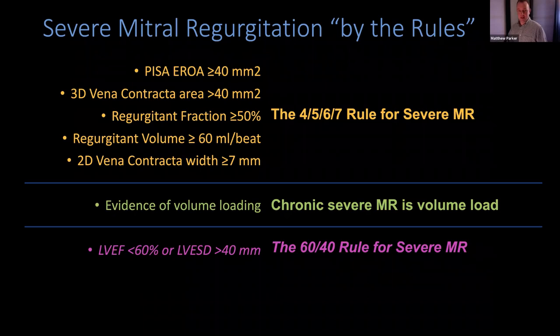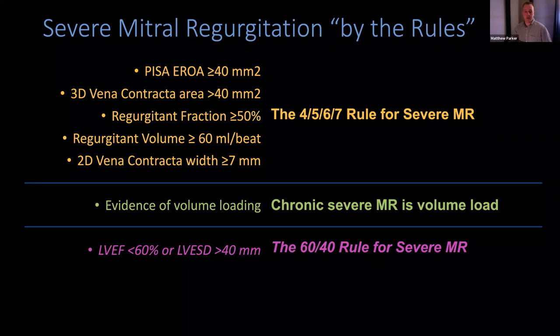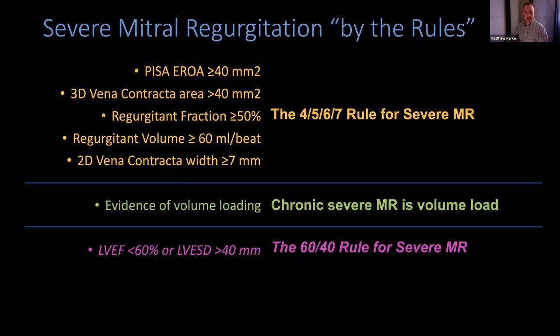But to summarize that, severe mitral regurgitation by the rules is the 4-5-6-7 rule: an EROA by PISA or by 3D vena contracta greater than 40 millimeters squared, a regurgitant fraction greater than 50%, or a regurgitant volume greater than 60, and a 2D vena contracta width greater than 7 all mean severe MR. And to prove that, to know that you're right, you want to see evidence of volume loading throughout your echo. And remember, if the ejection fraction is less than 60, or the systolic diameter is greater than 40, you've got to raise a red flag. Somebody's hurting from their mitral regurgitation.